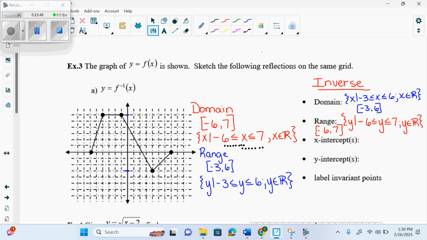Okay, now I'm going to pull my y-intercept off of here. My y-intercept is 0, 4. So that's going to become 4, 0, which is my x-intercept, yes? My x-intercepts are negative 6, 0 and 7, 0. And they're going to become 0, negative 6, which is a y-intercept, and 0, 7, which is a y-intercept.